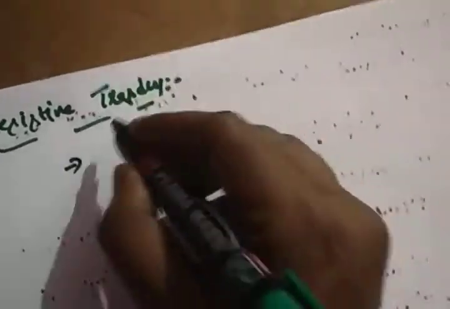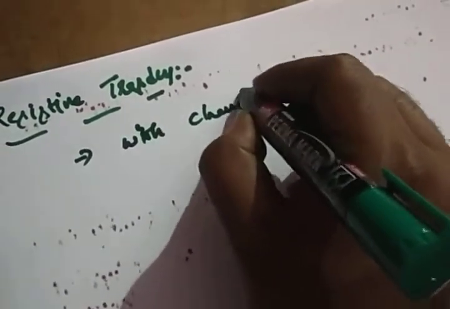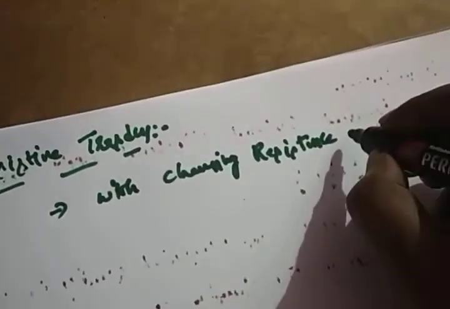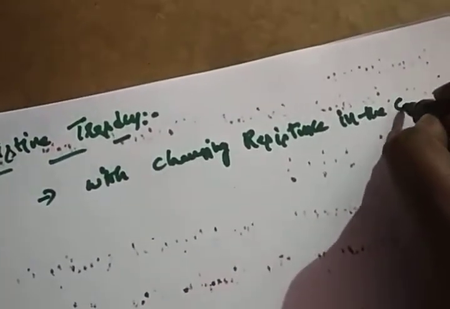You will tell the definition of a resistive transducer. So what is a resistive transducer? We can convert the non-electrical quantity into an electrical quantity with the help of changing resistance in the system. I'll explain.